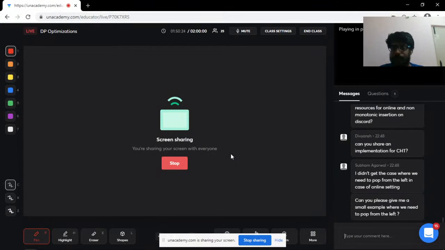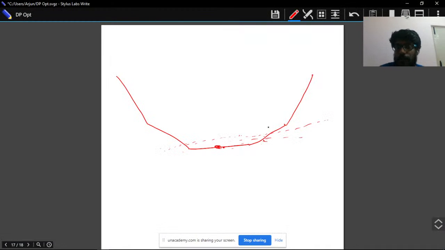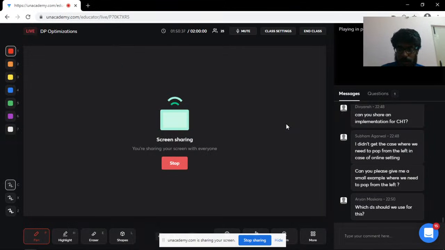Yeah. And in this case, it doesn't have to pop anything from the right, but if this was somewhere here, it will also have to pop from the right, or it might have to pop out multiple things from the left and right. Which DS? Just use a set. I think set is what people usually just use.